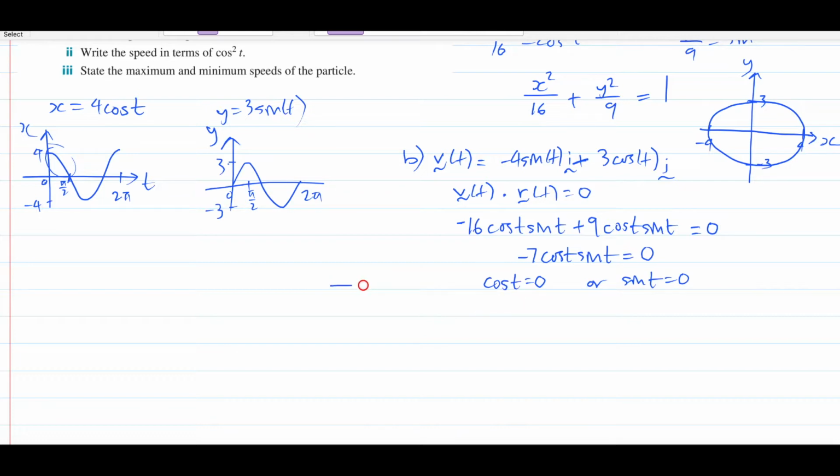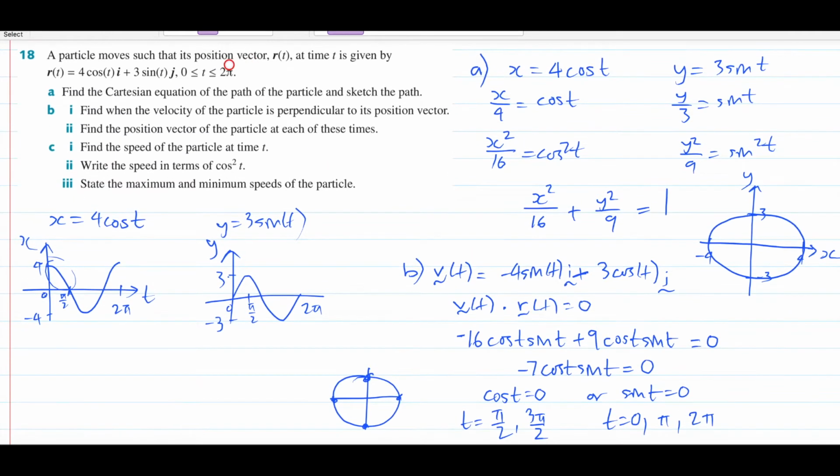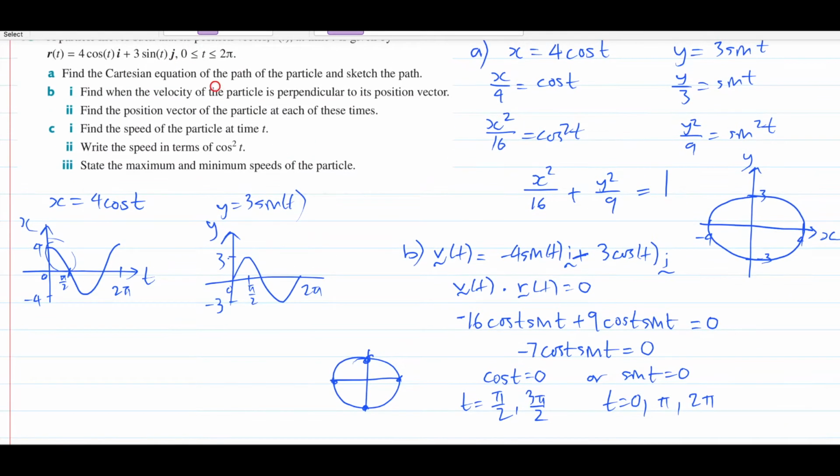So when is cos t 0? We just draw a unit circle quickly over here. Cos t is 0 when it's up here or down there. So that means t equals pi on 2 or 3 pi on 2. And then of course, sine t is 0 when it's horizontal, so the right and left. So that means t equals 0, t equals pi, and t equals 2 pi. And we stop there, we don't go any more because our domain for t says you can only be from 0 to 2 pi. Okay, so that's b(i). That's where you find when the velocity is perpendicular to its position.